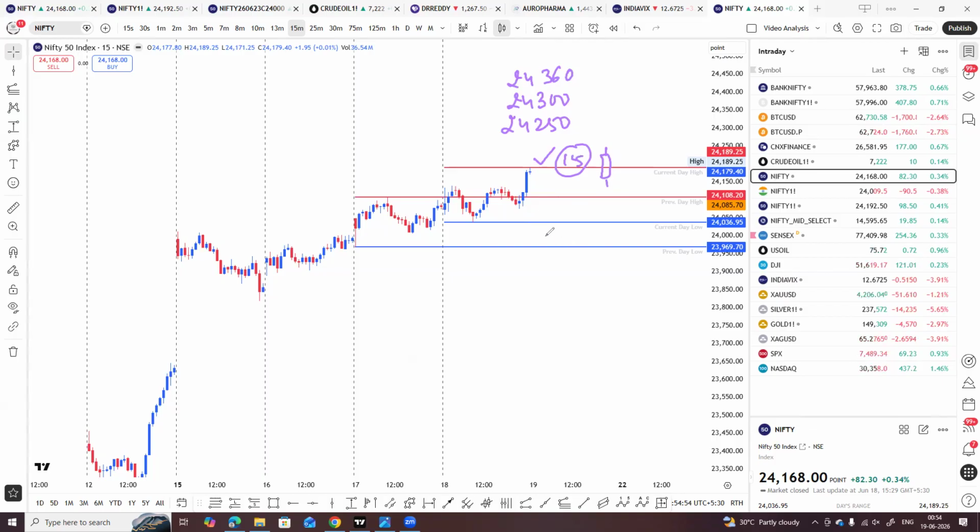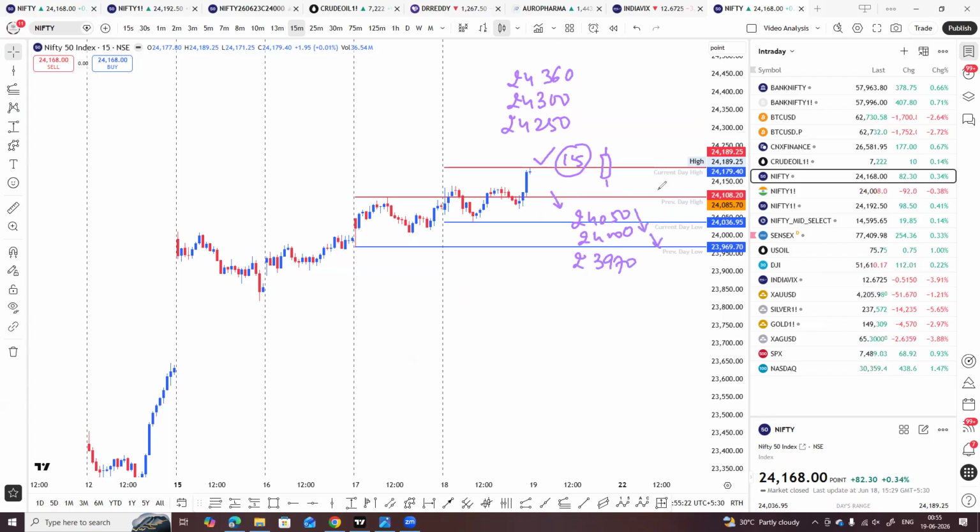And for the bearish scenario, if Nifty breaks 24,108, that is the previous day high, if this one breaks down, then there is room to open 24,050 and 24,000 and also 23,970. So the downside targets are like this.